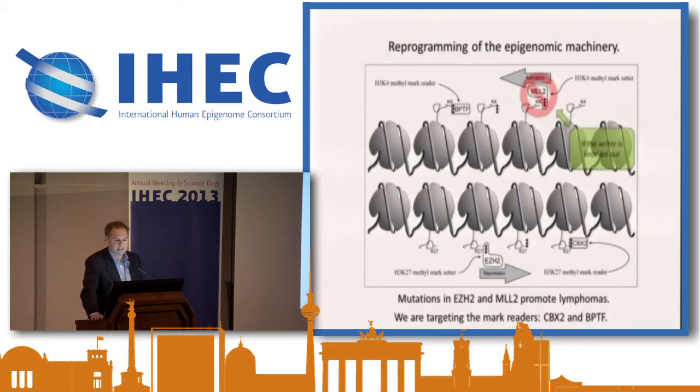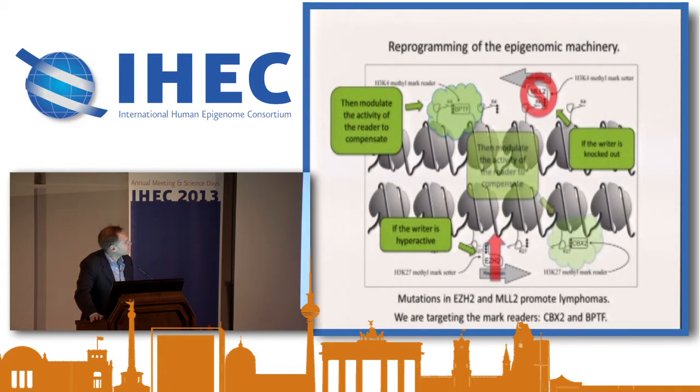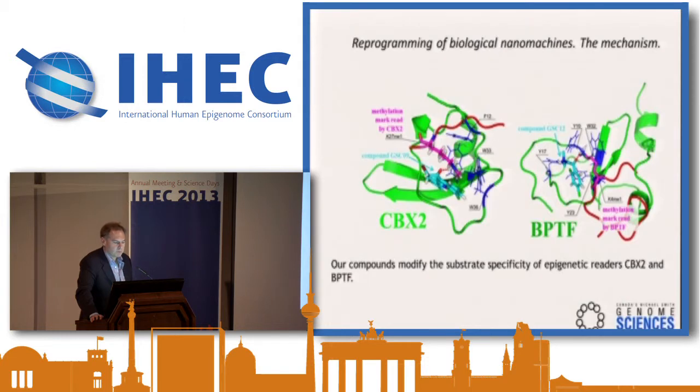And so what we're saying is that if in the tumor MLL2, the writer, is knocked out, right, to mitigate that, why don't we modulate the activity of the reader BPTF to compensate? Likewise, if the EZH2, the repressive writing mark EZH2, is upregulated, why don't we kind of chemically modulate CBX2 as a reader to compensate for that hyperactivity? And so what we were able to do is we computationally screened or predicted a number of compounds that could do exactly that.